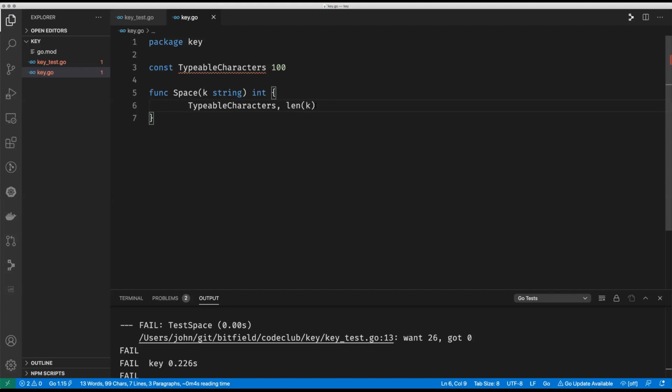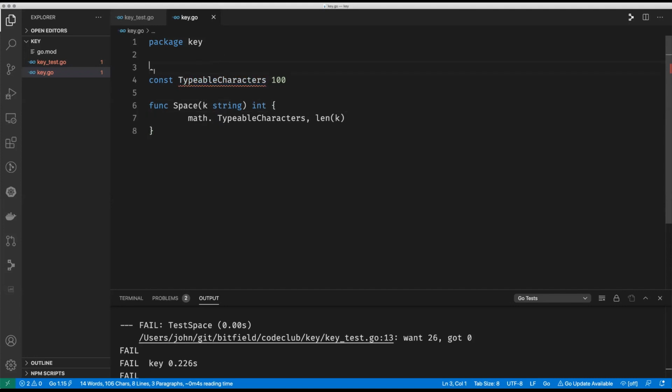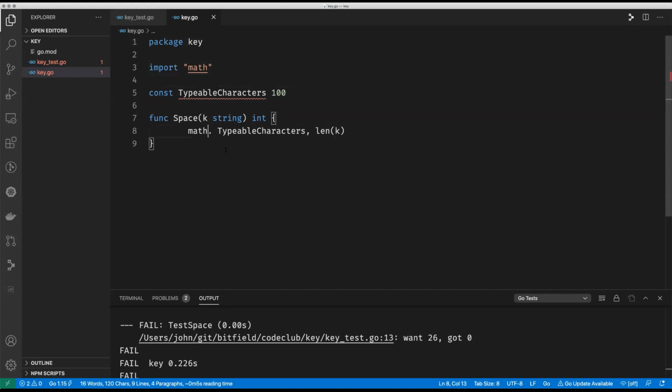Is there a standard library for that? That would be great, wouldn't it? I feel like it's going to be in the math library. Yeah, that would make sense. Should we see what we've got? Math dot. Let's import math. Always a good idea. It was a bad idea to import runtime, and it's always a good idea to import math, whether or not you need it. Right, that isn't helping me. I happen to know math.Pow will do what we need. So if we give it typable characters, we'll raise that to len of kth power.